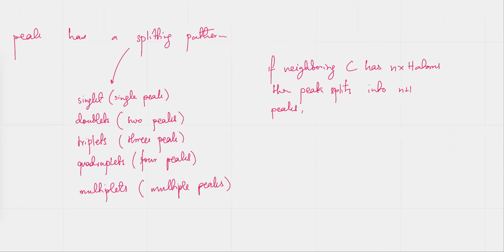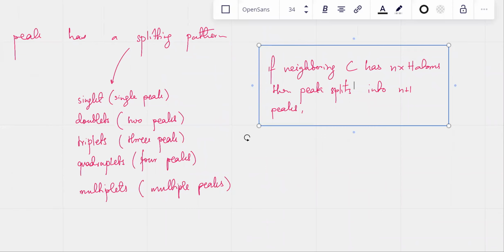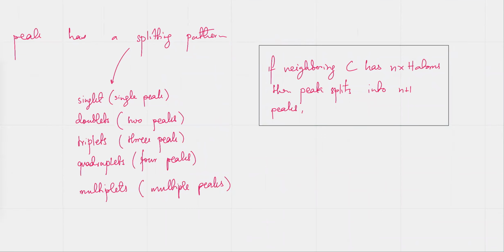So that's a rule. I'll explain why there is such a rule. Let me explain what's going to happen first, then I'm going to explain the logic behind that. And there are some exceptions: OH and NH2 peaks are always singlets and don't cause splitting.